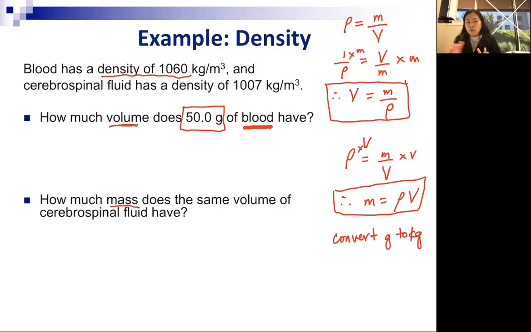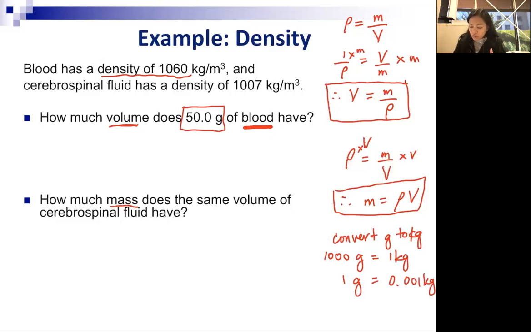Especially when we go to pressure later on in this lecture. So start thinking about base units, SI units. You have to convert grams to kilograms. Our conversion factor: 1000 grams is equal to 1 kilogram. Or if we divide both sides by 1000, 1 gram will give you 0.001 kilograms.